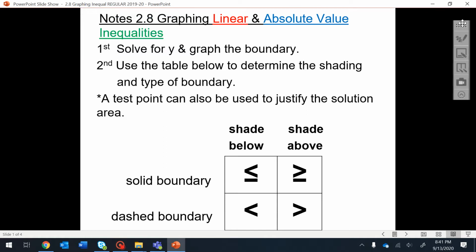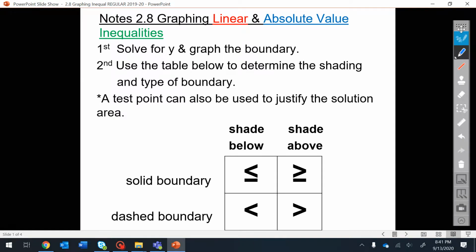Alright, today we're going to be looking at how to graph linear and absolute value inequalities. So yesterday we were graphing equations, today we are graphing inequalities. First we're going to be solving for y and graphing the boundary. And then we're going to use a table to determine the shading and type of boundary. And we can use a test point that can justify our shading.